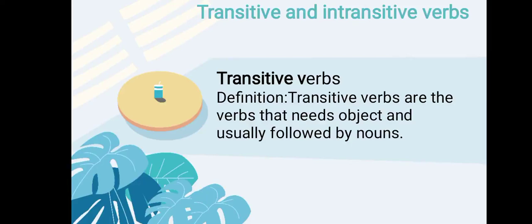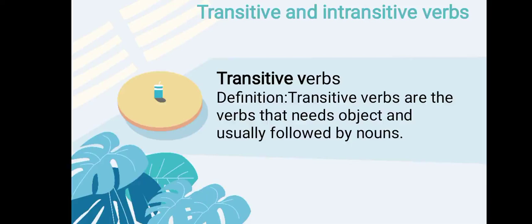First of all, let me tell you about transitive verbs, how we use these verbs in a sentence, and what kind of formula should be followed whenever we write these verbs in a sentence. This is the definition of a transitive verb. Transitive verbs are verbs that usually need an object, and the object means something that shows the action of the verb.